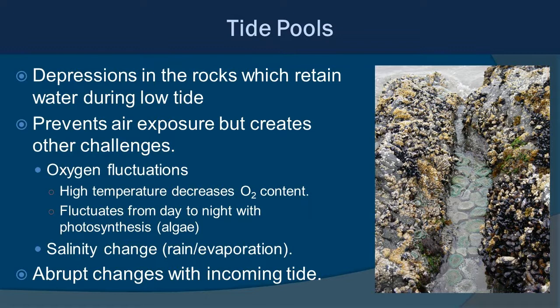And that fluctuates. At night, they can be very, very cold. Salinity can also change, especially depending on rain or evaporation rates, especially night, day as well. So there can be very abrupt changes. When the tide comes back in, all that new ocean water comes in and mixes in. So animals that live in the tide pools have to be able to adapt to those circumstances.